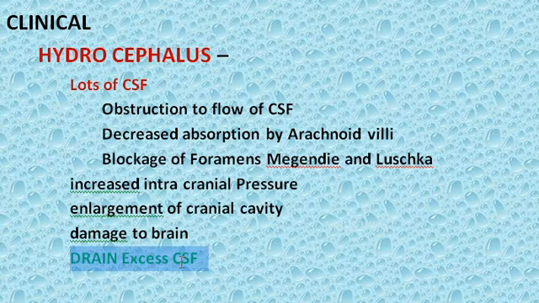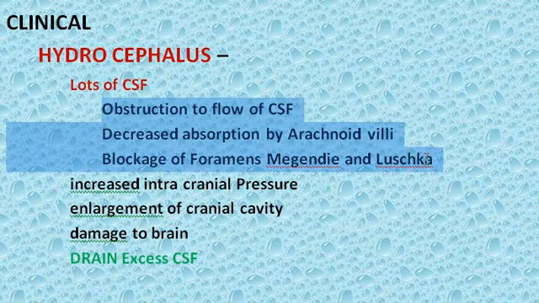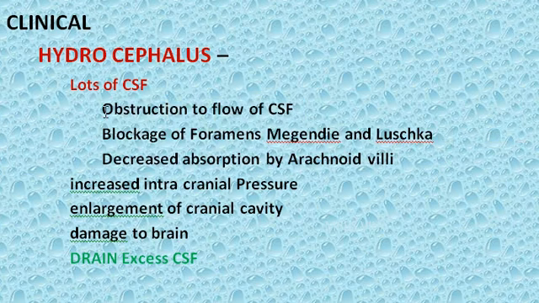The treatment will be to drain this excess cerebrospinal fluid, correct? Now, what are the reasons for excess CSF? The reasons could be obstruction to the flow of CSF, like blockage of the foramens of Magendie and Luschka, hence the CSF may be accumulating in the ventricles. There could be decreased absorption by the arachnoid villi. So all these could be reasons of hydrocephalus.